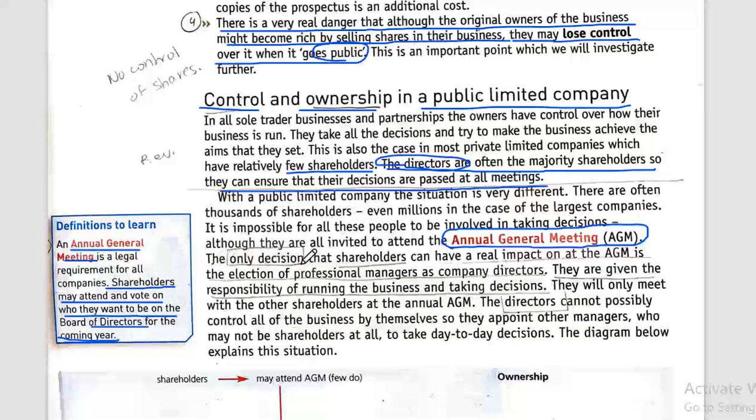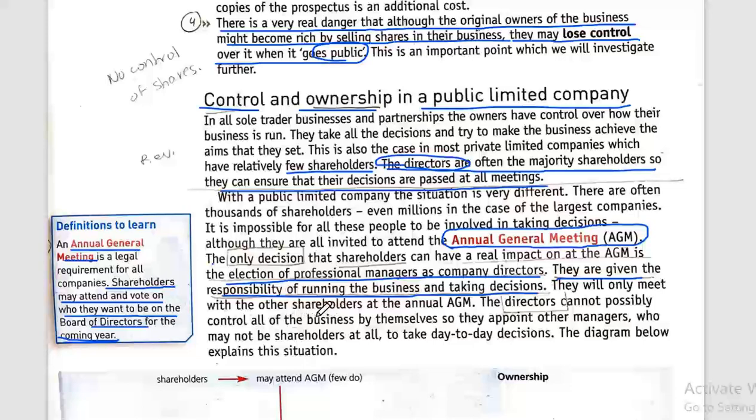The only decision that shareholders can have a real impact on at the AGM is the election of the professional managers as company directors. So all the shareholders will decide and elect professional people to be the company's directors. They are given the responsibility of running the business and taking decisions instead of all the shareholders. They will pick a few people to be a board of directors and to take the decisions instead of them.